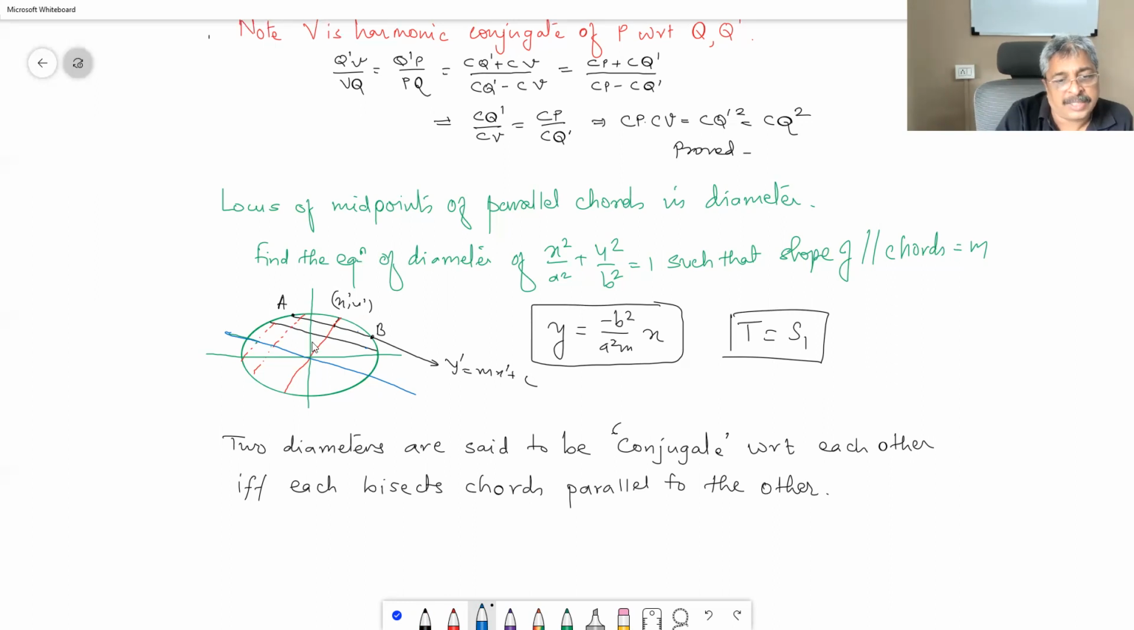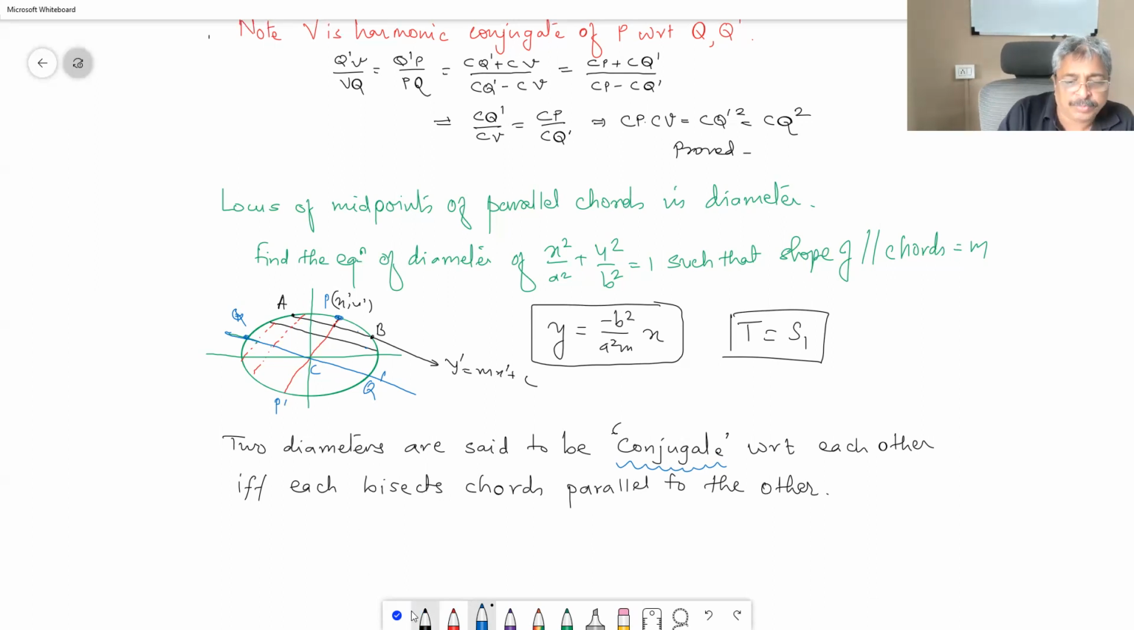So in this case, CP and CP dash are conjugate radii, and maybe this Q, CP and CQ are conjugate radii, and PP dash and QQ dash are conjugate diameters. Two diameters are said to be conjugate with respect to each other if and only if each bisects the chords parallel to the other.